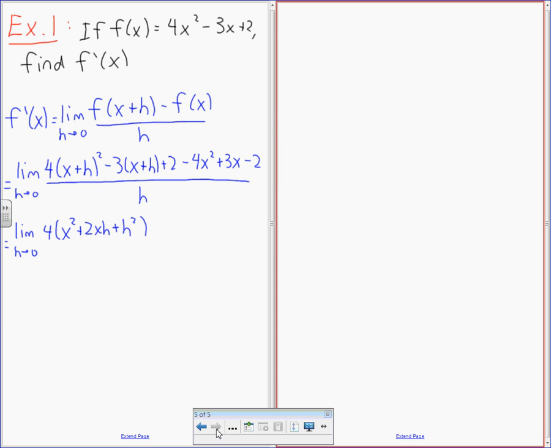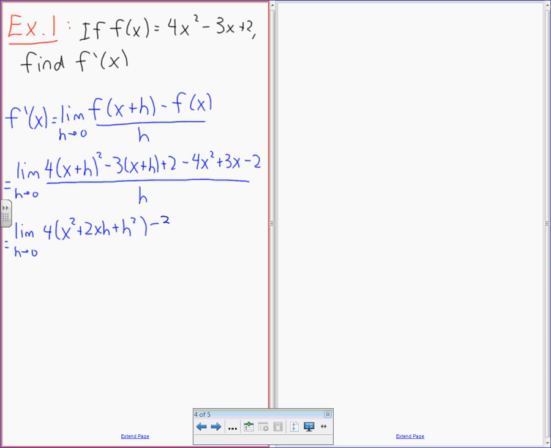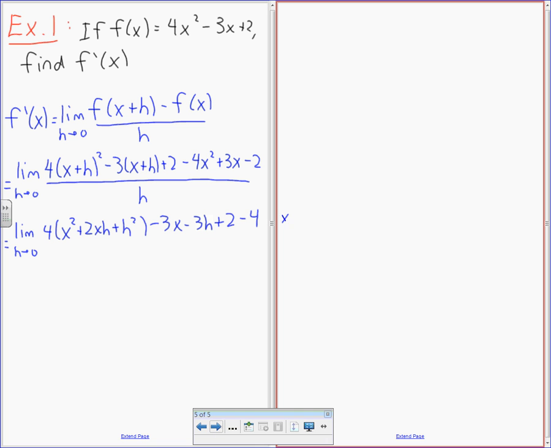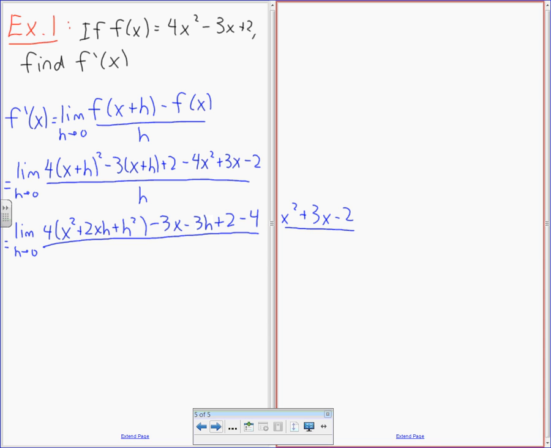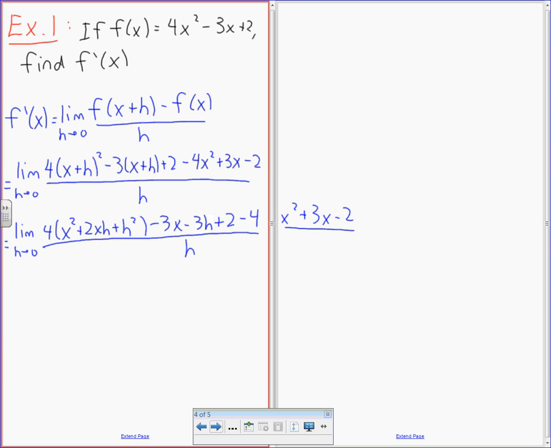Minus 3x minus 3h plus 2 minus 4x squared plus 3x plus 2, all over h. Now please remember, if you've been in the class before, this is a level 1 difficulty question. Is this coming back? We'll get to worse in a second. Michael will go through the awful ones with you. And when you're doing these questions, all the f of x terms should cancel out.